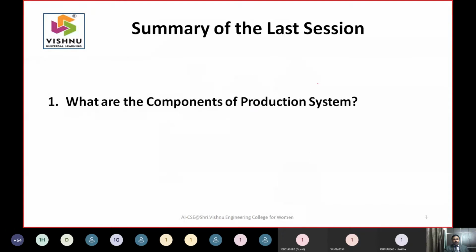I will show the diagram itself and explain, but before going to that, what are the components of a production system? It should have been understood by the time we reach this class. Can somebody unmute yourself and answer this? What are the components of a production system? Can somebody guess? Can you hear me? Yes, sir.